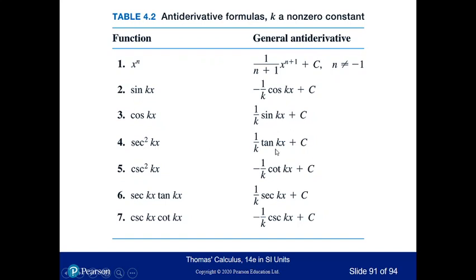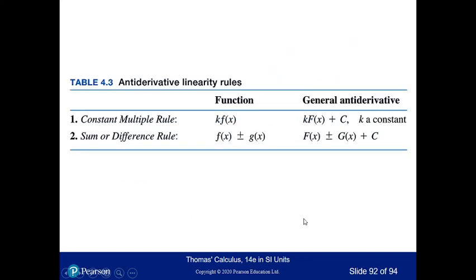For secant squared kx it is tangent kx over k plus C. For cosecant squared kx, we have cotangent kx over k, with a negative in the front, plus C. Since we know the derivative of secant is secant tangent, the antiderivative of secant kx tangent kx is 1 over k secant kx plus C. And the derivative of cosecant kx is negative cosecant kx cotangent kx, so the antiderivative of this is negative 1 over k cosecant kx plus C. So these are nice formulas that we should be aware of.